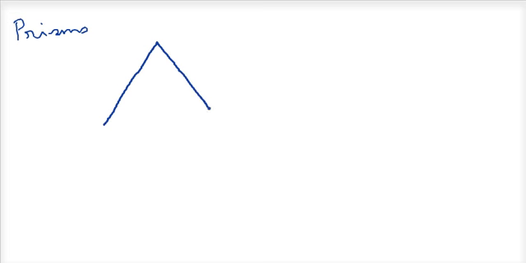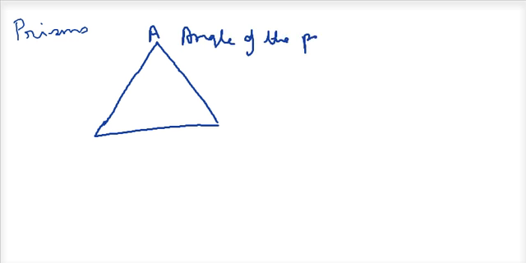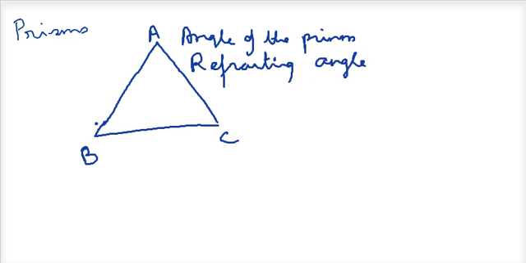So this is a triangular prism. If this is a triangular prism, this angle here is A, called the angle of the prism. This is B, this is C, also called the refracting angle. Suppose this is made up of a material of refractive index mu. Suppose there is a light ray which is incident this way.